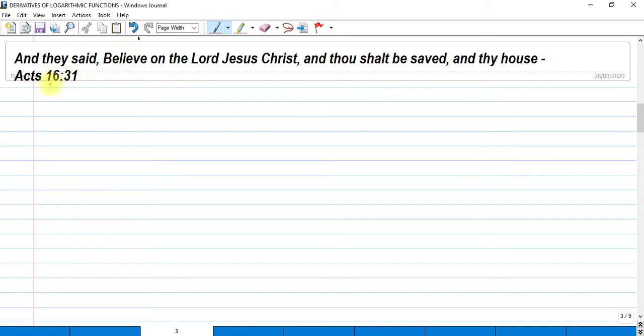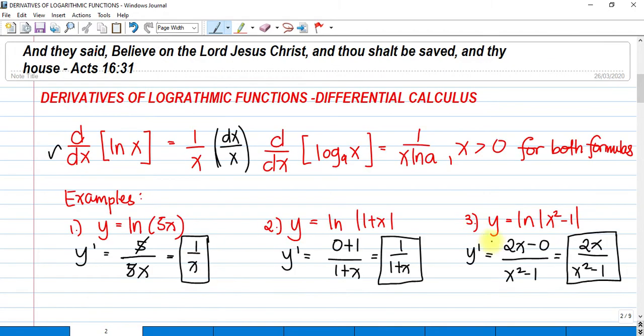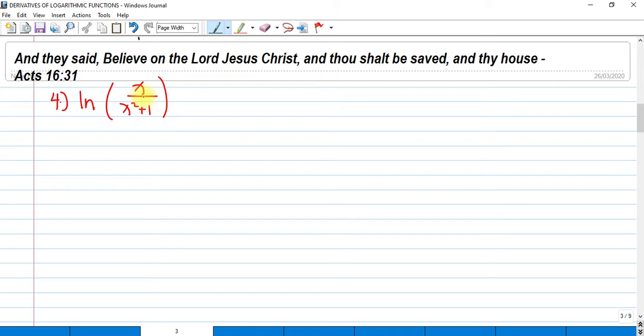For number 4, we have the natural logarithm of x over x squared plus 1. What we are going to do here is, actually we're using the chain rule in our examples here, but the formula still applies. We have dx over x or du over u.